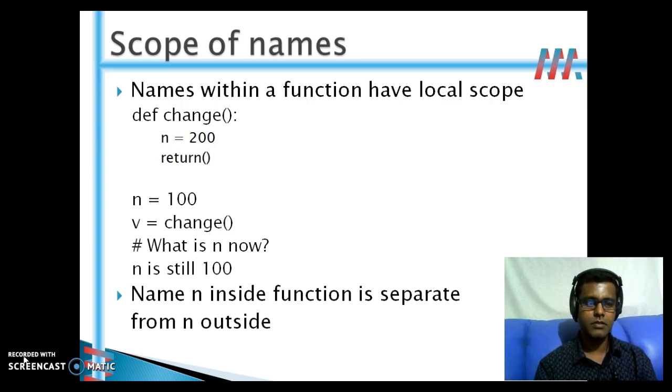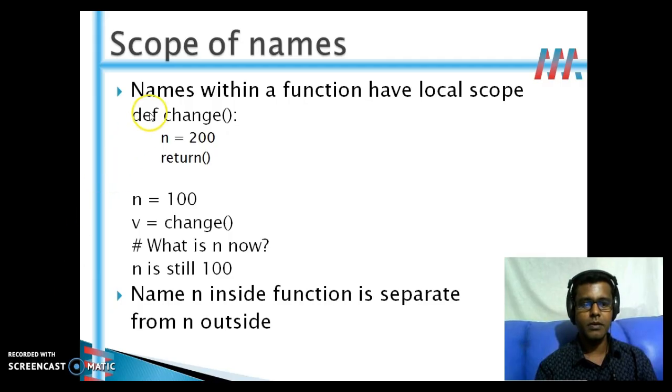You cannot access that variable outside the function. That is, the value of that variable is available only within that function. So whatever changes you make outside the function will not be reflected inside the function. Okay, now let's see an example here.